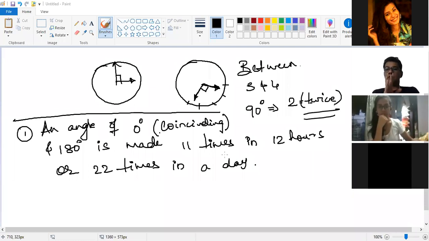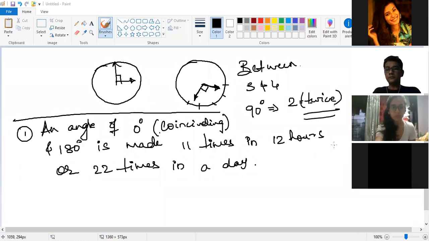Remember defense timing? 0000 hours, 1200 hours, then 1300 hours. So you have reached the 13th hour. So you will not count that strike, and thus you will get only 11 times in a 12-hour period, or 22 times in a day.